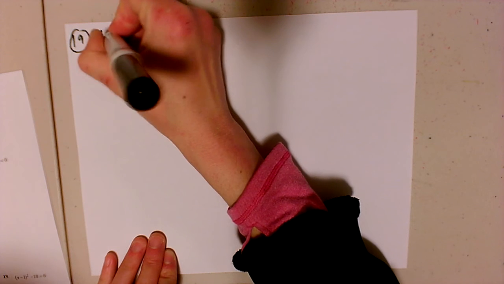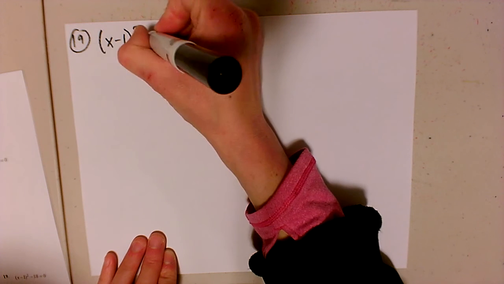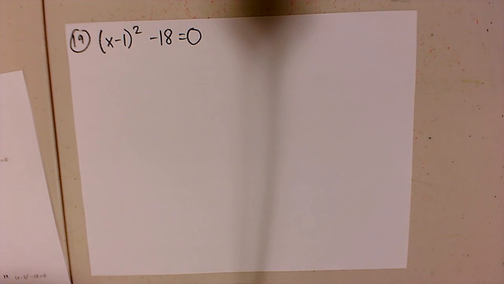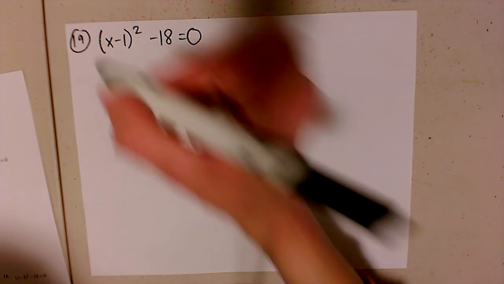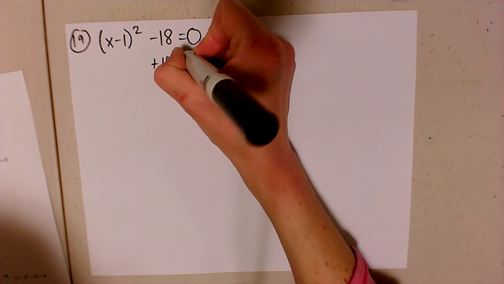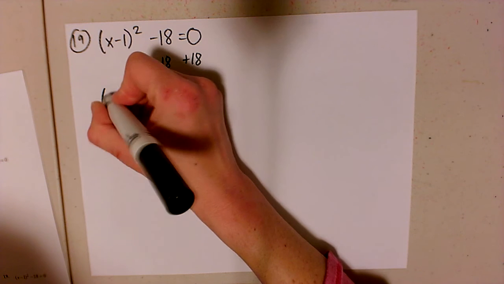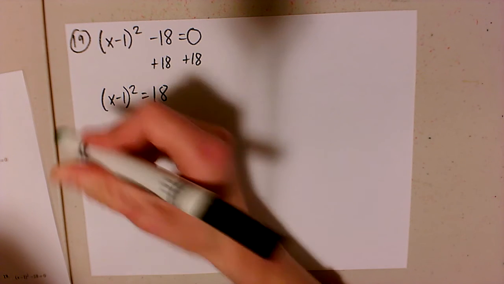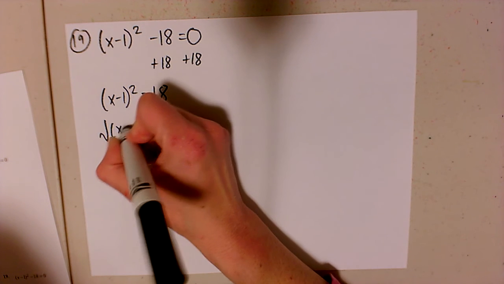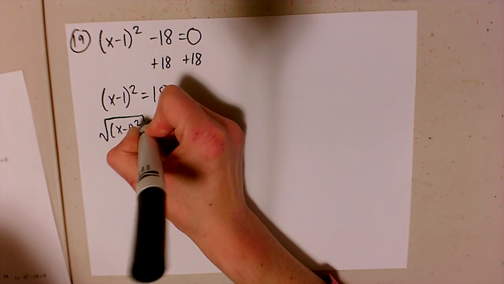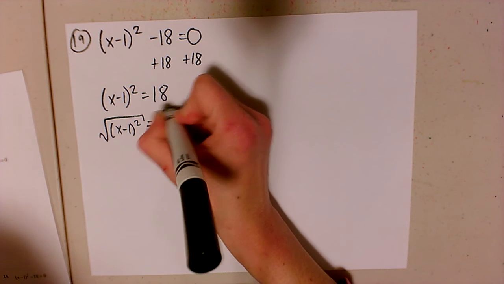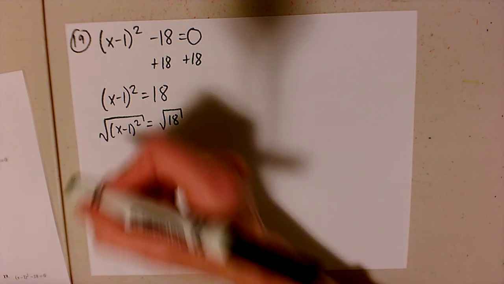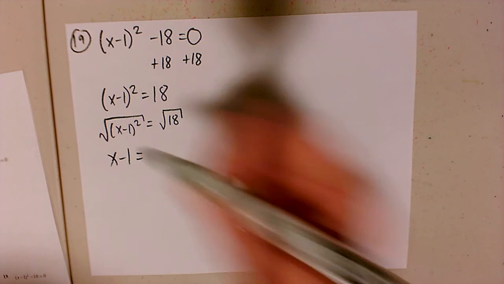So for number 19, in parentheses, we have x minus 1, the whole thing squared, minus 18 is 0. Okay? So we want to get the parentheses squared by itself. So we're going to add 18 to both sides. So then I have x minus 1, the whole thing squared, is a positive 18. We can take the square root of both sides. Okay? So the square root of x minus 1 squared is just going to be x minus 1.